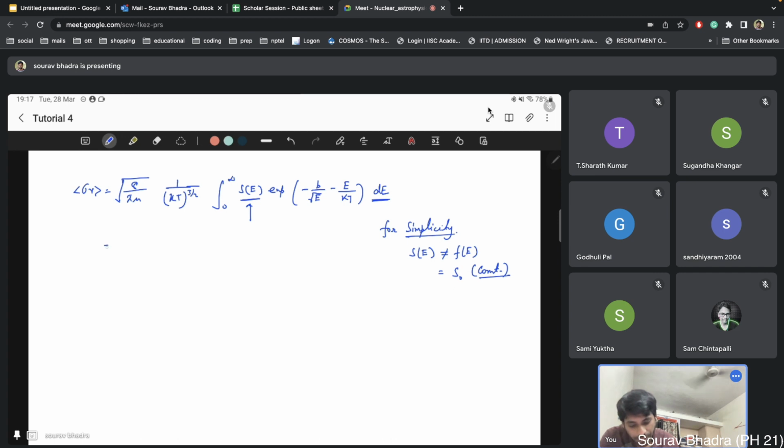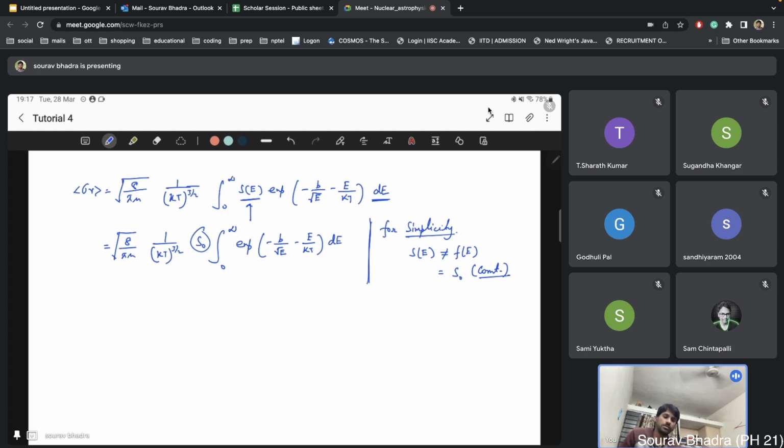Under this assumption only, you can take the S(E) outside of the integration. So again I am telling, it can be taken out of the integration under this assumption only, that your S(E) is independent of energy, otherwise you cannot do it. Remember it very well. So for this case only you can take your S0, which is a constant value, out of the integration.